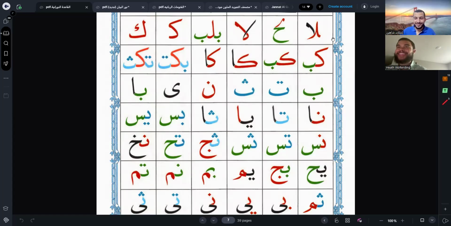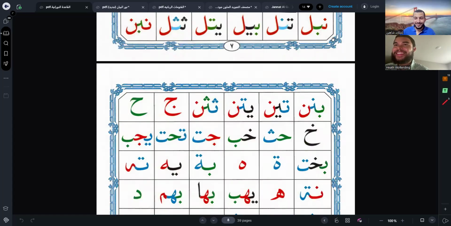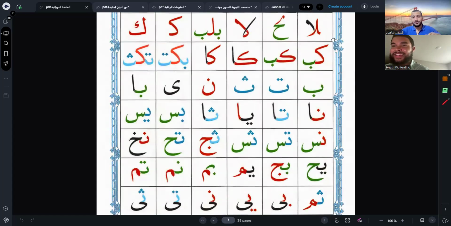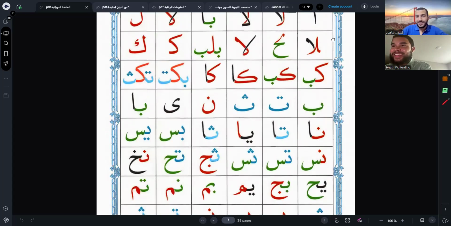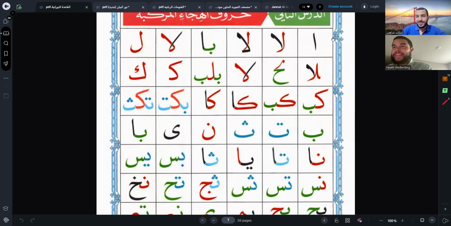And today, inshallah, we're going forward. Before we start, we're going through the compound letters. We're gonna just do a really quick test and see the most confusing letters and the most confusing shapes. Then we're going to move to the next lesson, inshallah. So today we have Abdullah with us to help us with this, inshallah.